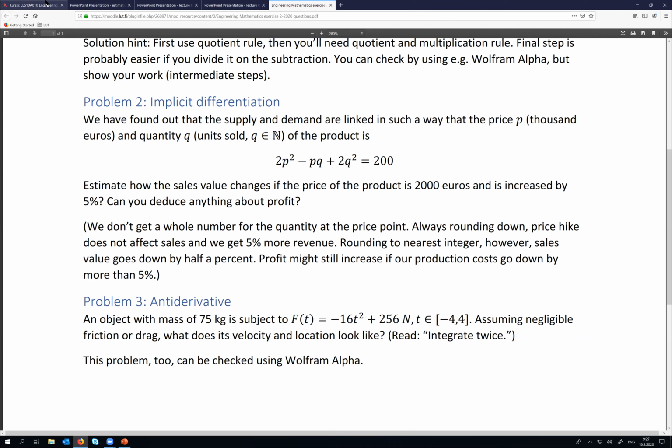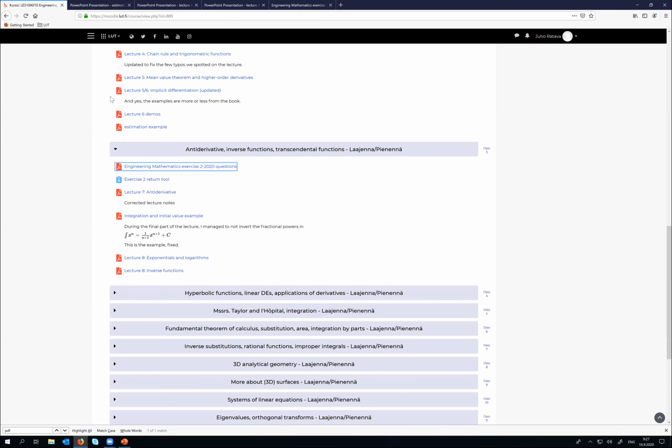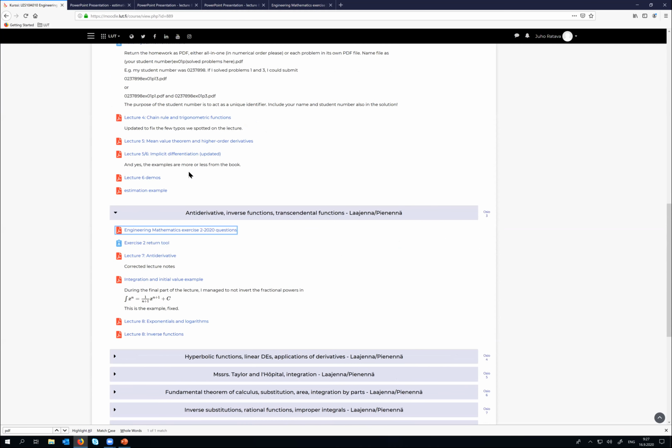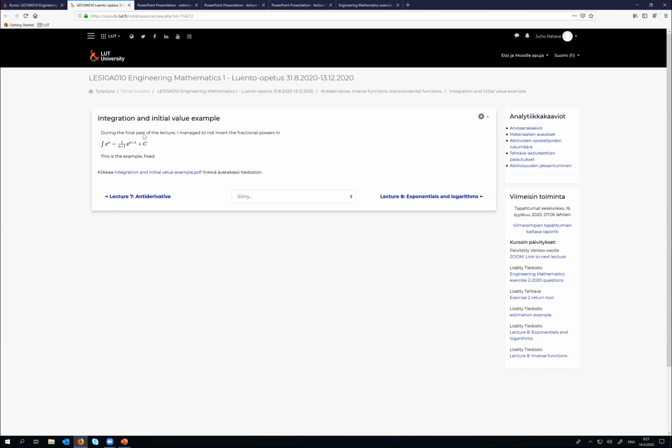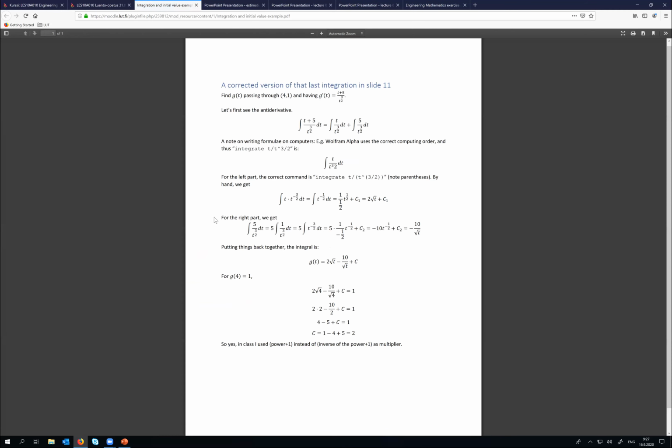I tried to do it in my head without having a look at formulas. If I had written the formula, I would probably have noted that we need the reciprocal of the power. So the example we had last lecture is this.